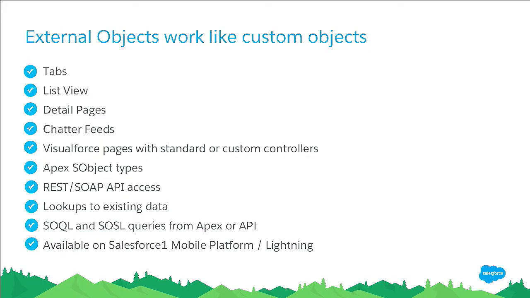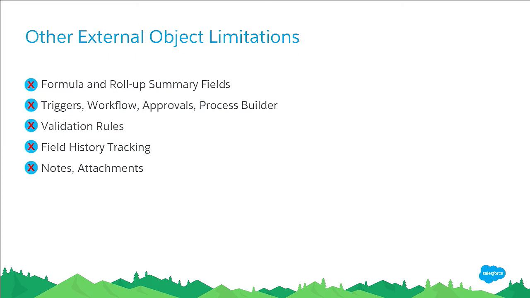List views, data views, chatter feeds, SOQL queries, SOSL queries, DML, updating, and all the standard stuff, Lightning, but some stuff it doesn't. So the next slide is really the important slide, which is all the stuff it doesn't support. Which a lot of this makes sense because the data isn't in Salesforce. It can't do a roll-up summary. It doesn't know when the data changes. Field history tracking, again, doesn't know when the records change in this external database. Notes and attachments, I don't know.